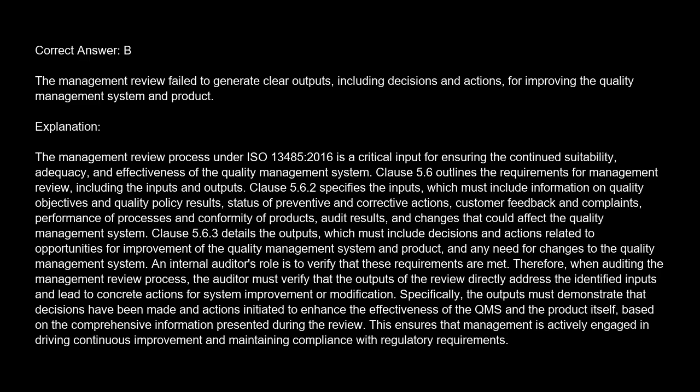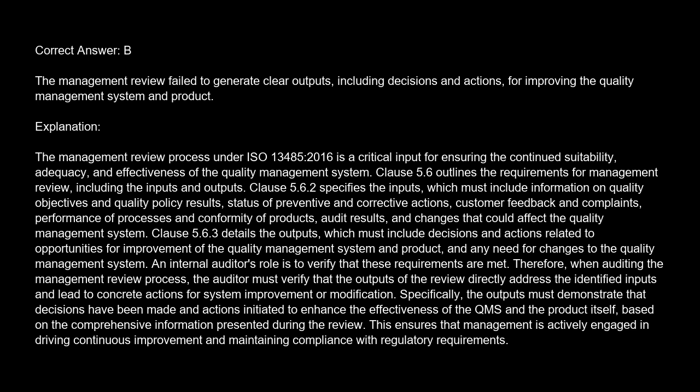The correct answer is B. The management review failed to generate clear outputs, including decisions and actions, for improving the quality management system and product. Explanation. The management review process under ISO 13485:2016 is a critical input for ensuring the continued suitability, adequacy, and effectiveness of the quality management system. Clause 5.6 outlines the requirements for management review, including the inputs and outputs.